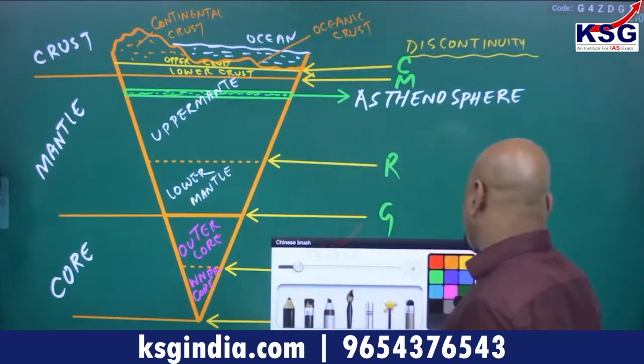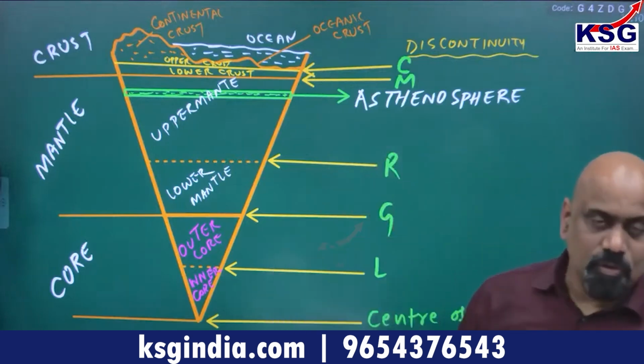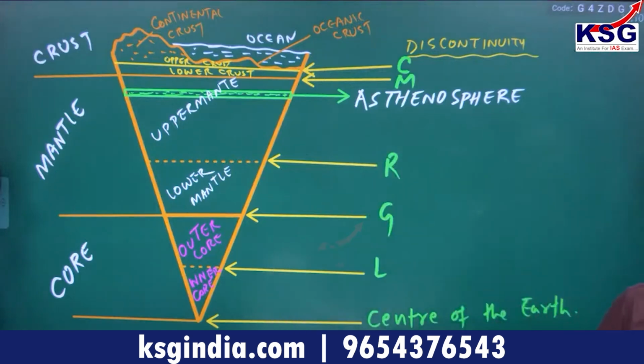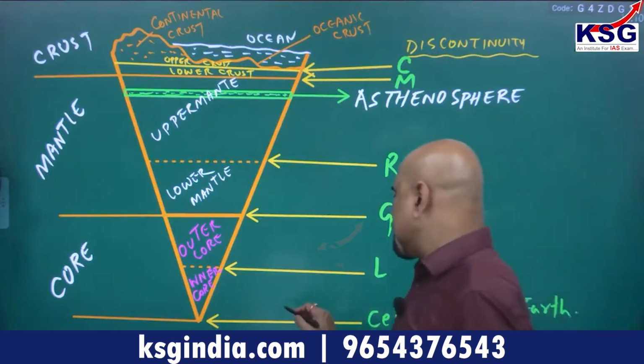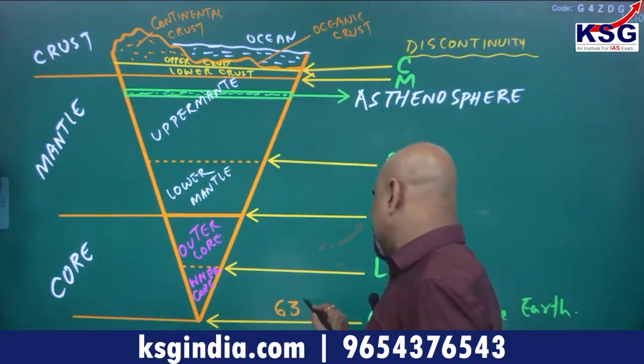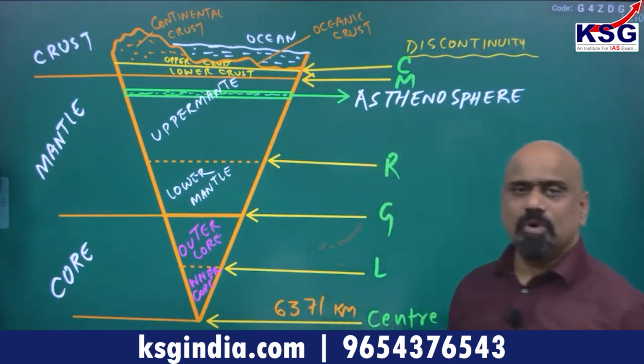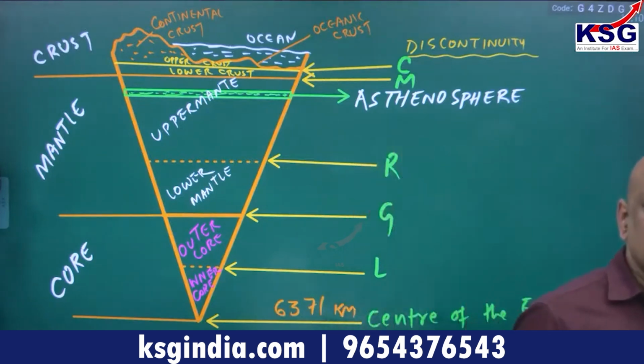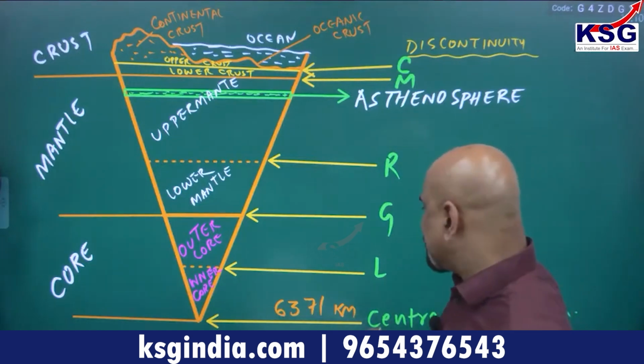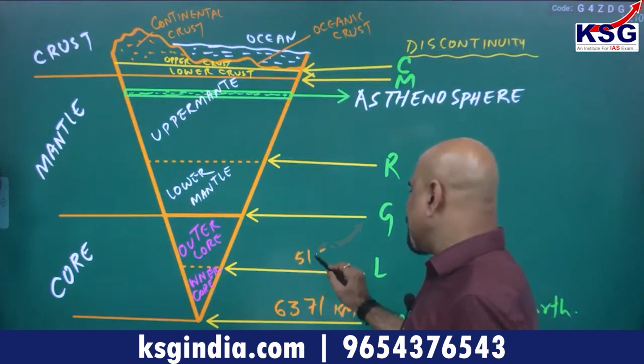And if I go for this, depth of this one कितना है? 6371 kilometer it is. The kilometers whatever you have, in case of this one is 5150. You know it about this. This is 5150.